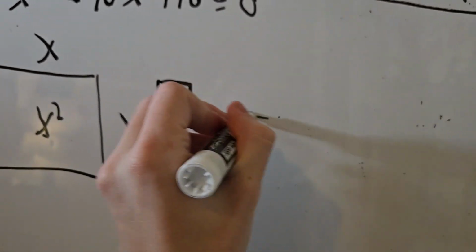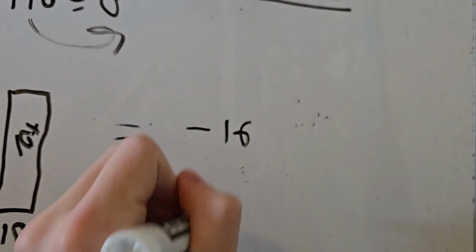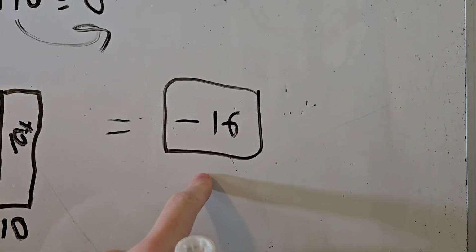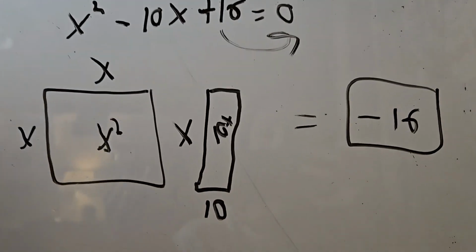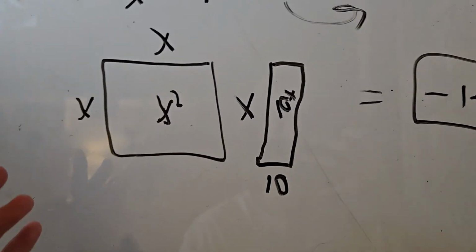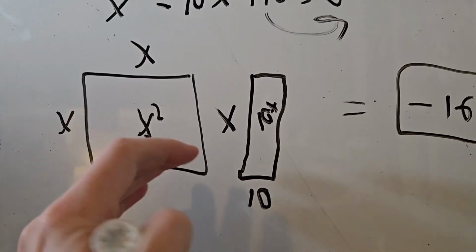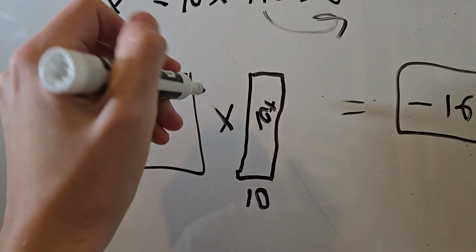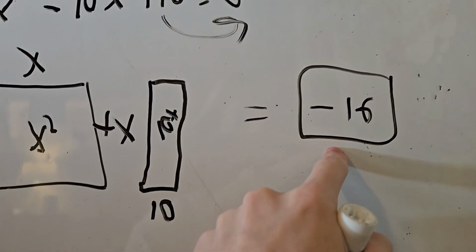Then I'm going to move this 16 to the other side, so negative 16. And this is just going to be some square. We don't really care about its dimensions. Some square, some rectangle. And yes, it's technically negative area, but we're not worrying about that. So now, what we want to do is turn this side into a square. So this area plus this area is equal to this area.